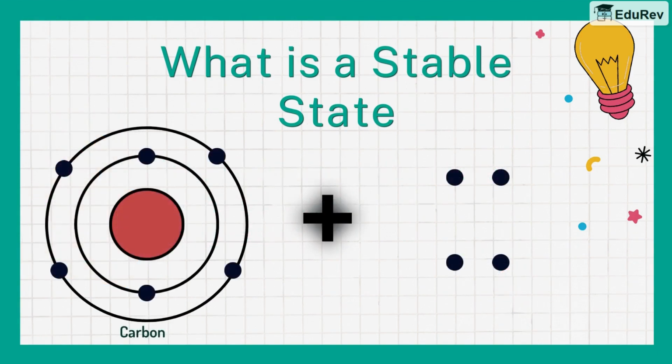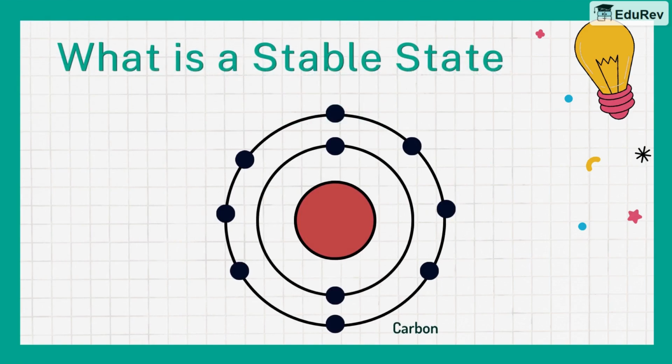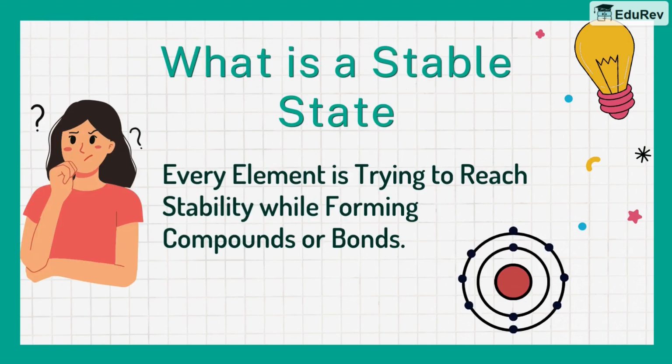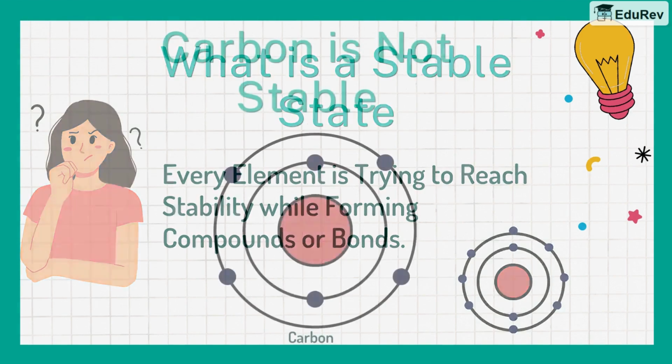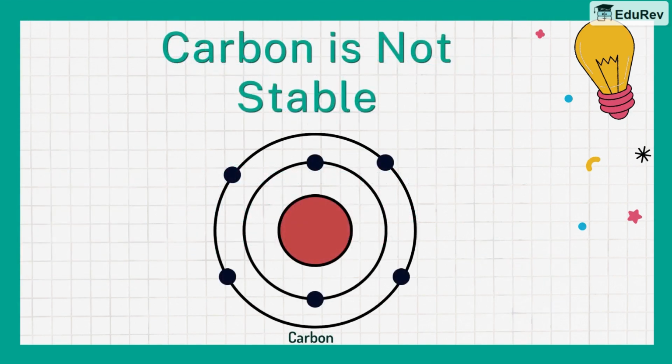For example, carbon has 4 electrons in its outermost shell. If it gets 4 more electrons, it will have 8 electrons in its outermost shell and it will become stable. Remember this golden rule: every element is trying to reach stability while forming compounds or bonds. So, carbon is not stable as it is. So, how does it become stable?